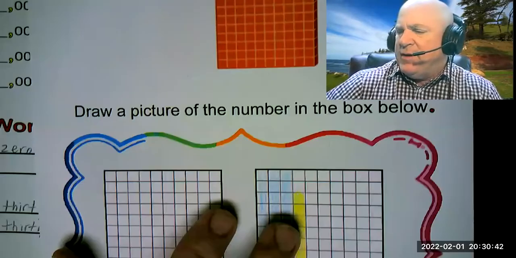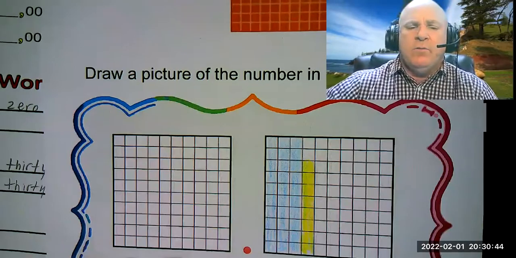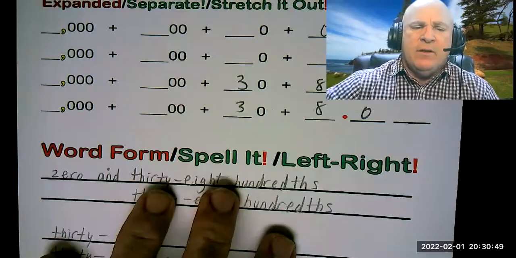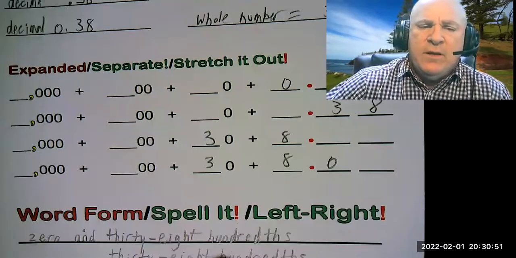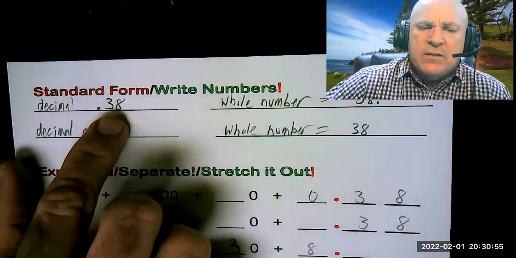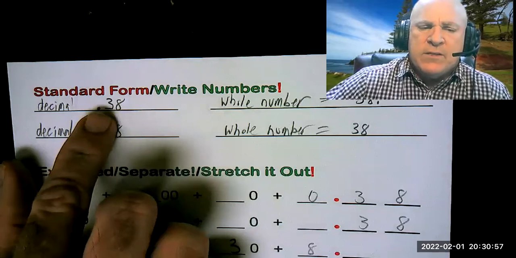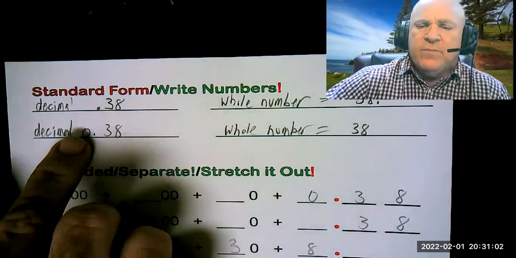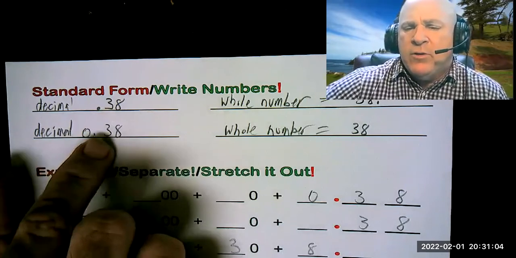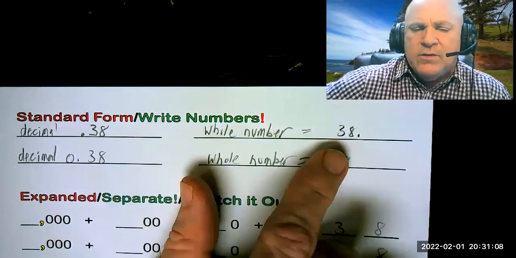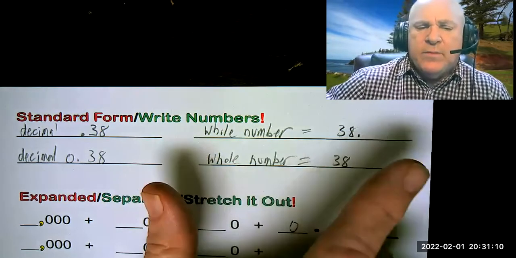And then the final step would say, okay, well, they're asking for it in word form, so I'm going to just keep going. If I'm doing decimals, then it would be 0.38, 3 tenths, 8 hundredths, or decimal 0 and 38 hundredths. If it was a whole number, it would be 38 and nothing else, or 38.